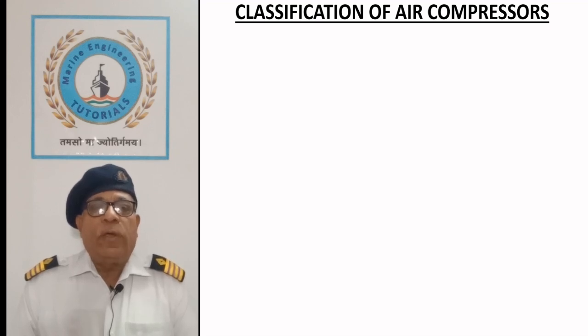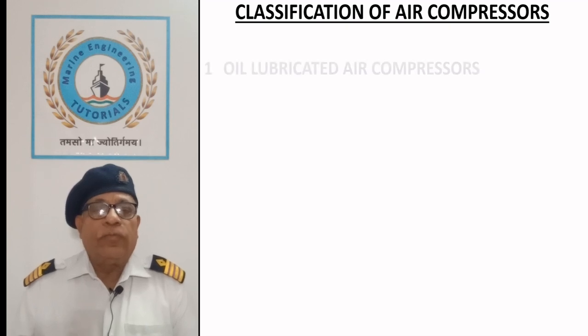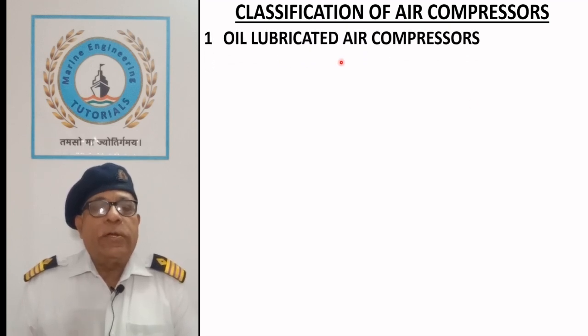Classification of air compressors. Air compressors can be broadly classified into the following categories. Oil lubricated air compressors. Most of the air compressors equipped on ships use oil for lubrication of bearings and cylinder liner. Lubricating oil also prevents corrosion in the compressor.